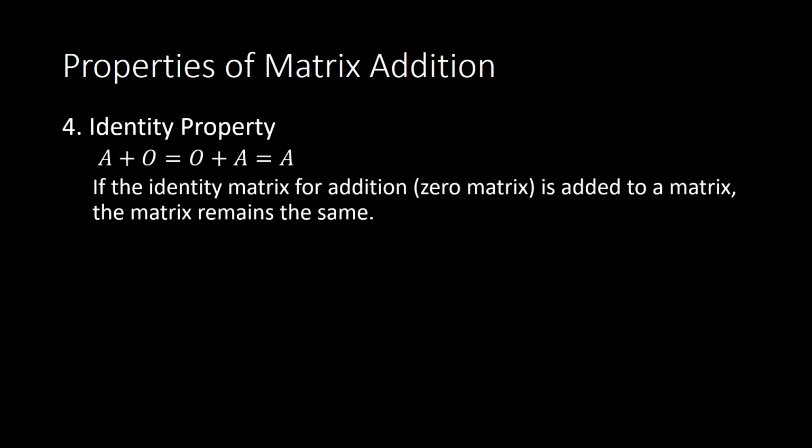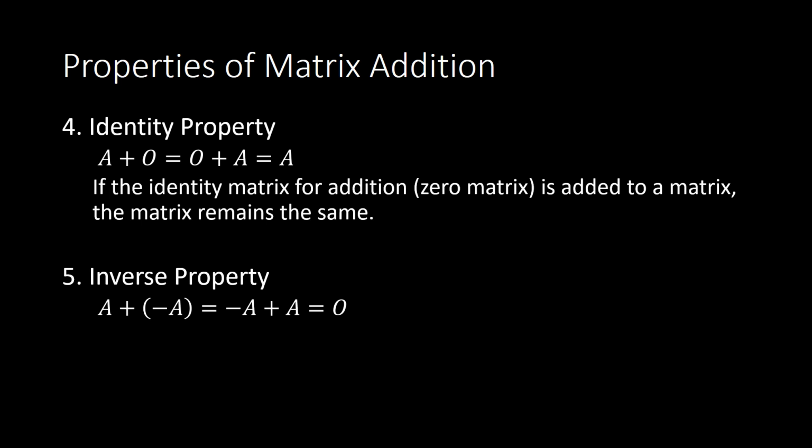A fourth property that we have is called the identity property. The identity property says that I can add the 0 matrix without changing the identity. And the inverse property says that if I add the additive inverse, I'm going to get back out the 0 matrix.